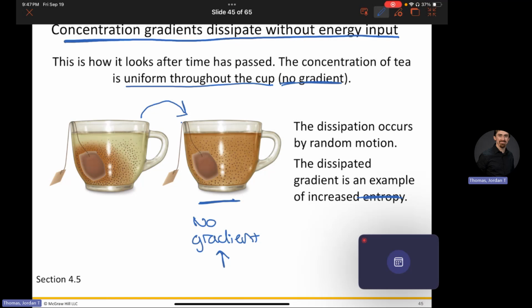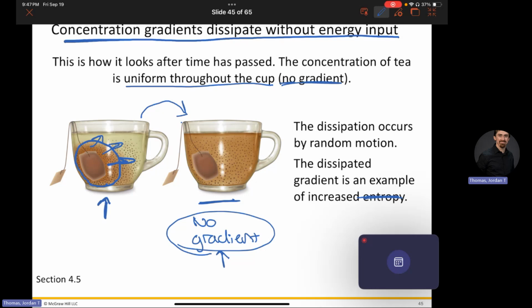The big thing here, know that solutes tend to go down their concentration gradient from a high concentration, which is shown here with this area having a high concentration, to a low concentration. And that happens until we get no more gradient. That is a very natural process that happens.